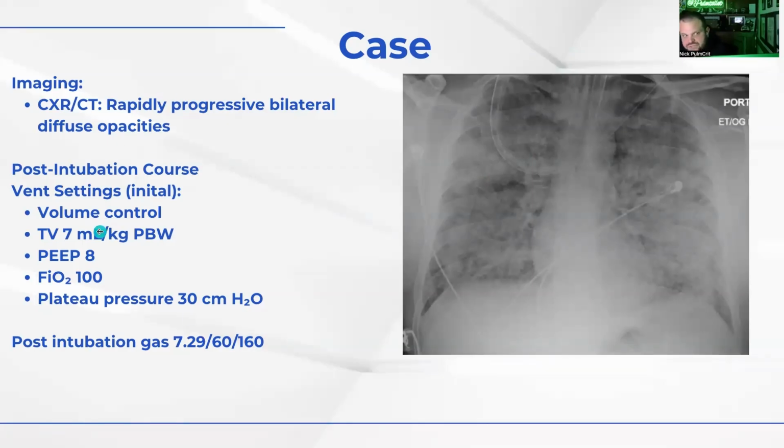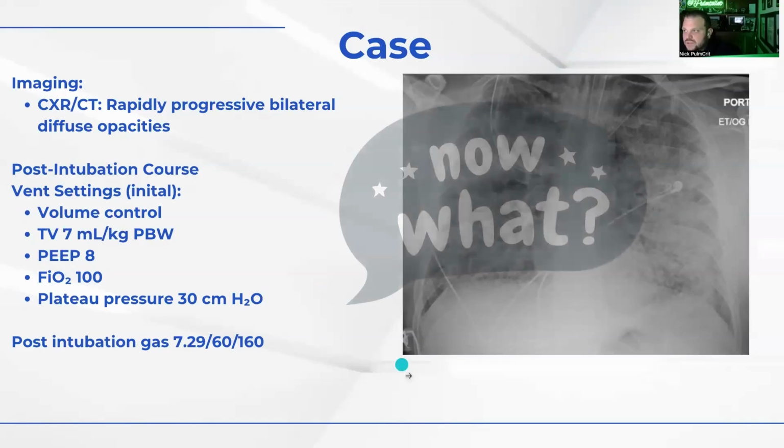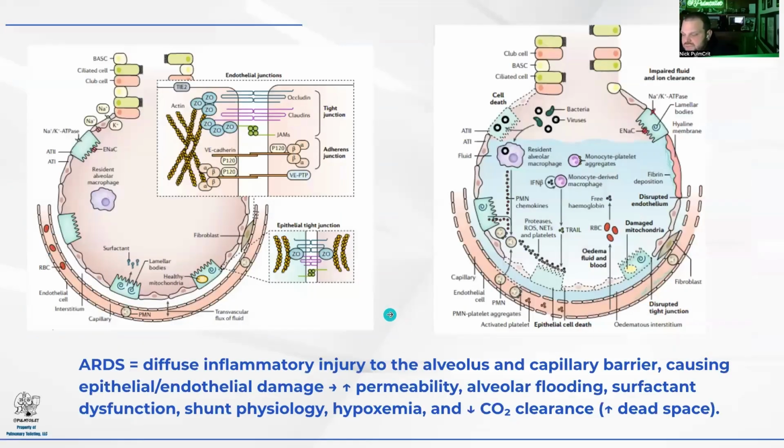If his BMI is 34, his 7 ml per kg is probably around 450, 500, let's say. So if you have a tidal volume of 450 and he's breathing 20, I mean, that's pretty good minute ventilation. It's like 9 liters per minute. So now what? So I think what we came here for is that he has ARDS.